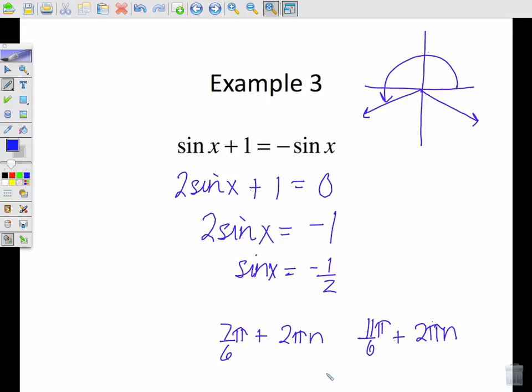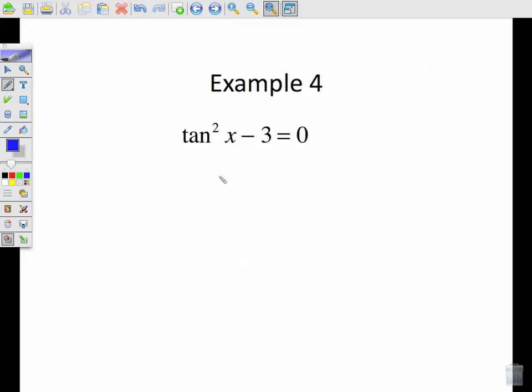When you don't restrict your domain, then you have to go ahead and add the 2 pi n. And there might be times when you add pi n, it just depends on what your angles are that your solutions occur at. All right, we've got tangent squared x minus 3 equals 0. So tangent squared x, just move the 3 over, take the square root, plus and minus, that means we're going to be in all 4 quadrants, root 3.